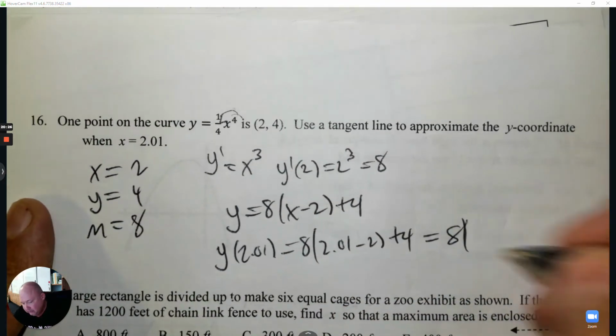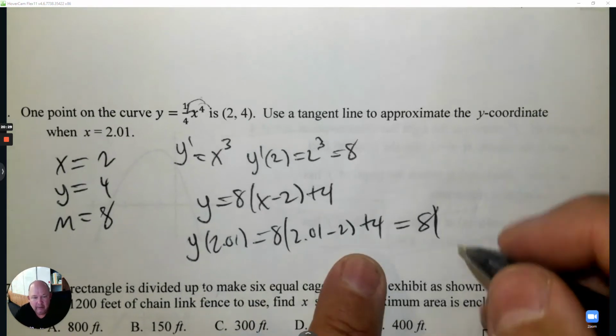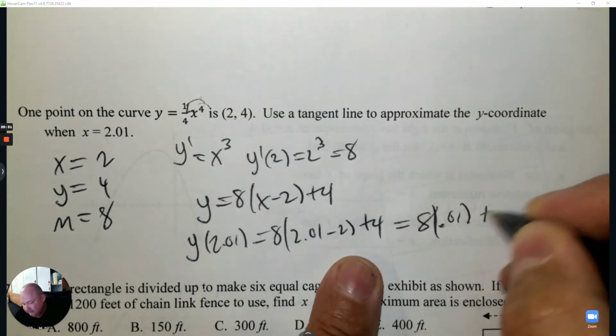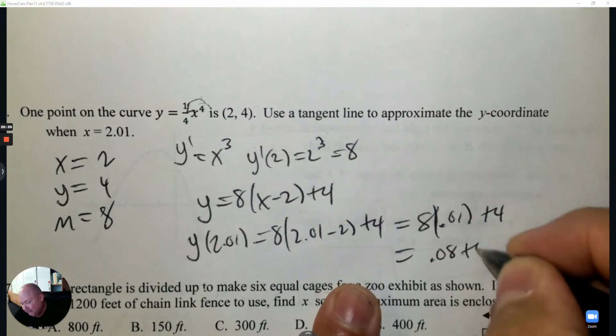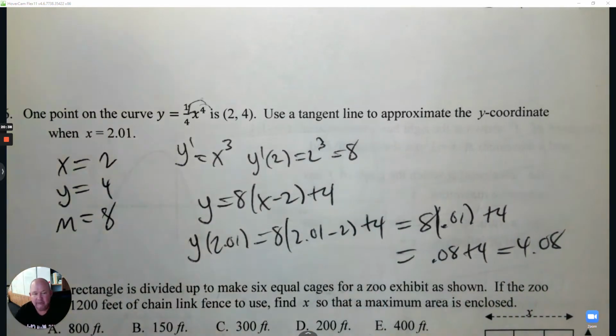So, 2.01 take away 2 is 0.01. This is like 8 pennies. So I'm going to write 8 pennies down, and then when you add it up, it's 4.08.